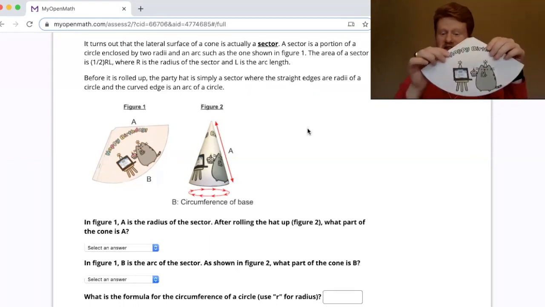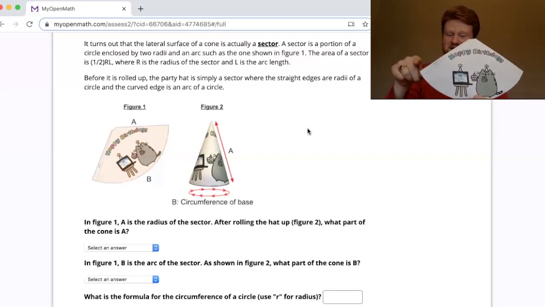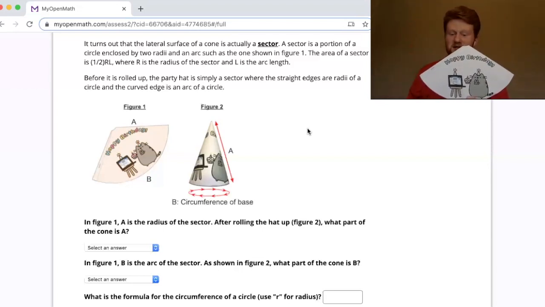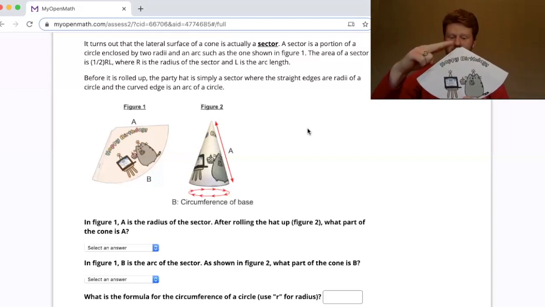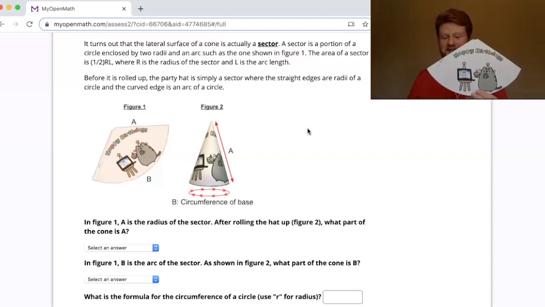So it turns out that this shape mathematically is called a sector. And what that means is that it's a portion of a circle. If we extend this curved line all the way around, it'd be one big circle. So if you cut a radius twice, you cut along two of the radii, you're going to get a slice of the circle, and that's a sector. Radius, radius, and arc of the circle.